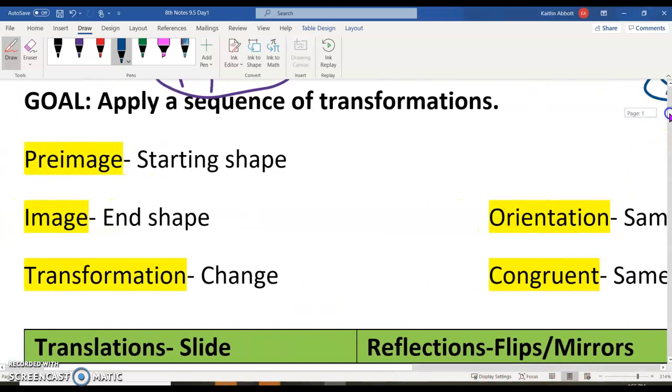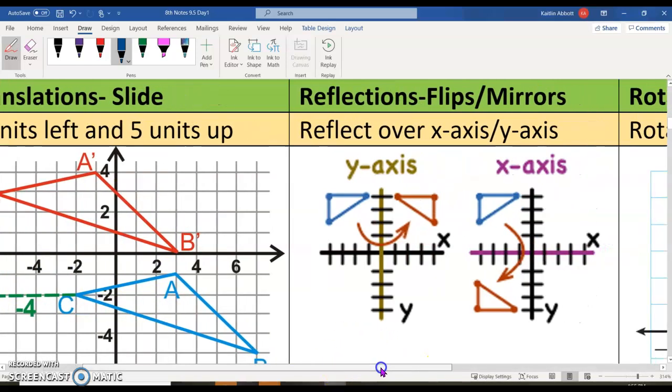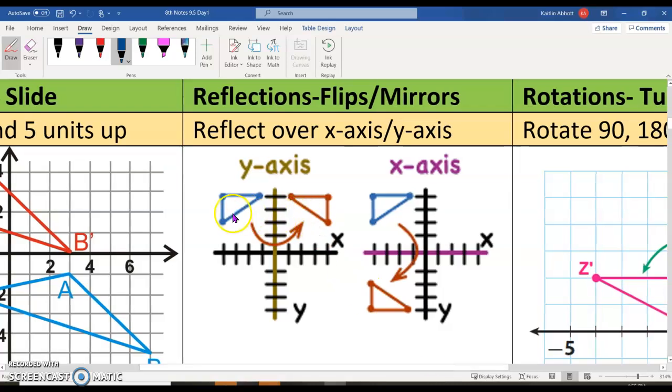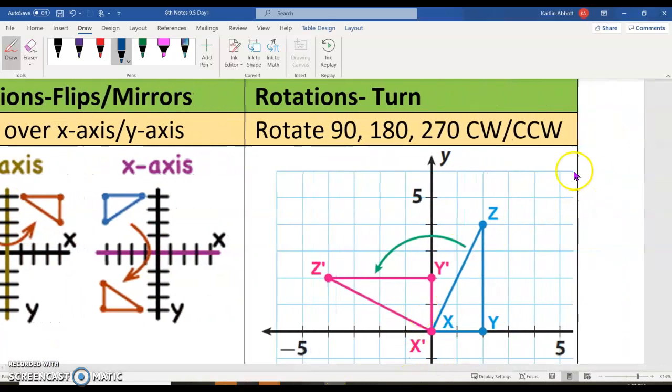All right, down here we have a review of what we've done. So we're going to be seeing some translations where the shape just slides around. Then we have reflections, or where they flip and mirror over an axis and they look exactly the same. They're the same distance away from an axis. And we just count boxes. Remember those? And last but not least, we have rotations where they spin around the origin. So we're going to be doing a mixture of all these today.